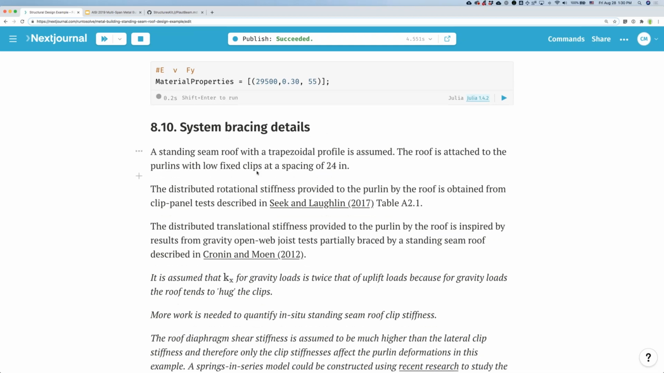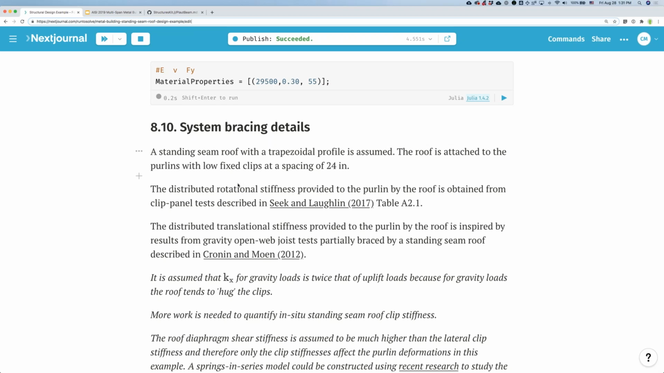So the system bracing details. In the research community, we've been working on characterizing stiffness values for connections for a while now. In this case, I have assumed here that the standing seam roof that we're considering has a trapezoidal profile, and the roof is attached with these low fixed clips at a spacing of 24 inches. With this assumption, now we can go and refer to some of the recent testing and data that we can use in this analysis.